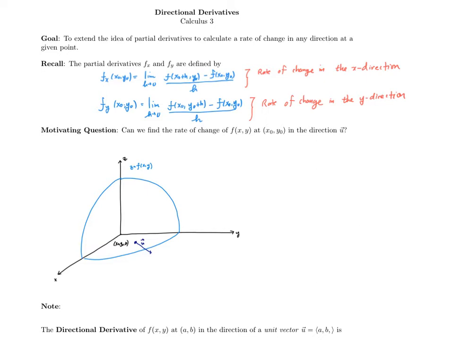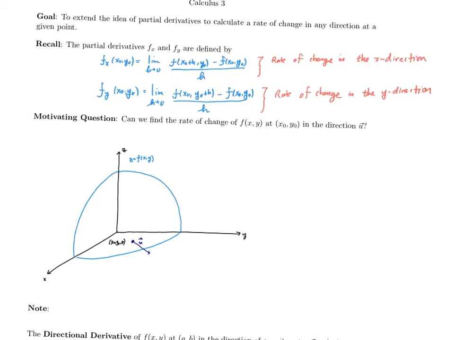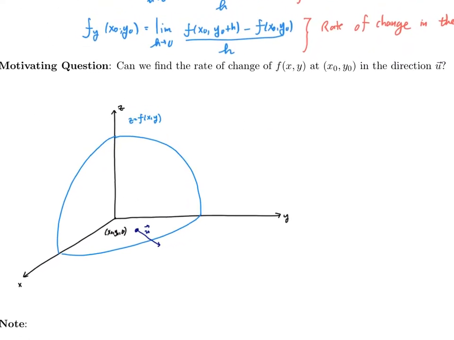And this leads us to really kind of a motivating question. We can find the rate of change in the x direction, in the y direction. How about in some other pre-specified direction? That is, if we're sitting at this point x naught, y naught in the xy plane, and we move in the direction given by some vector u, can we measure the rate of change of the function of two variables in that direction? Which leads us directly to the idea of a directional derivative.